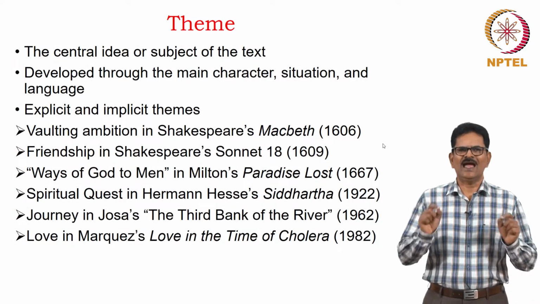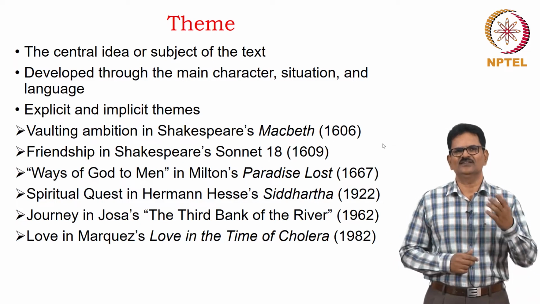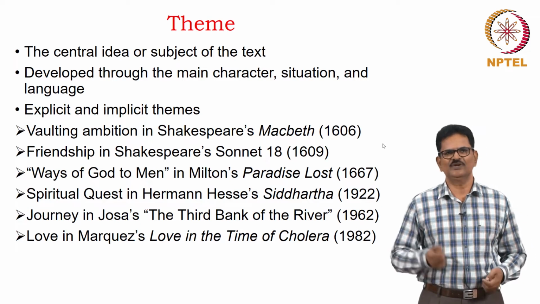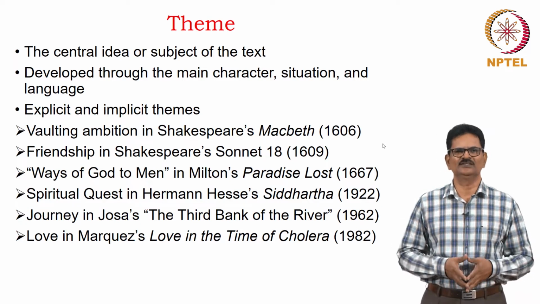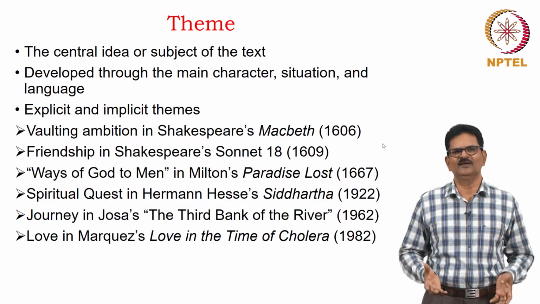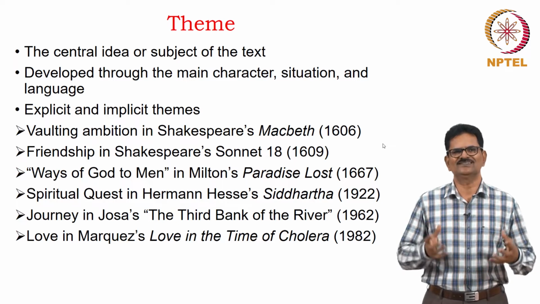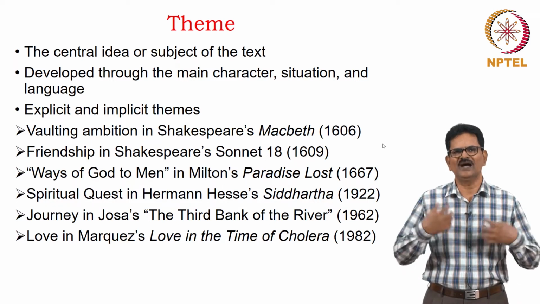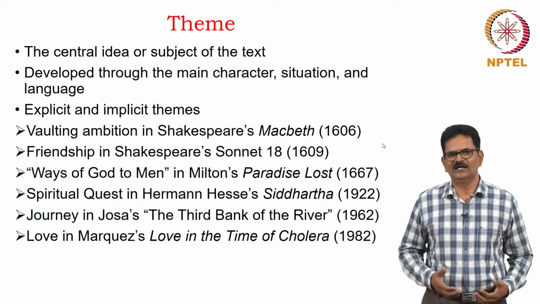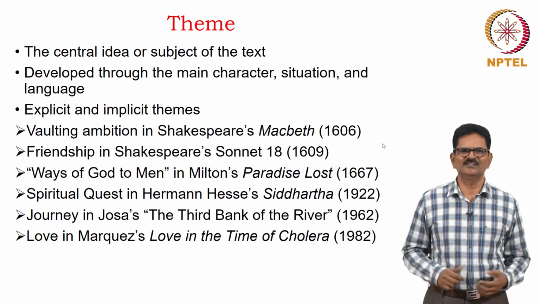Every piece of writing has a central idea or a subject matter of the text, that's called the theme. This theme is developed through the main character or situation and language used by the author. Sometimes the themes may be explicit or implicit, that means we can easily notice them through the title, or sometimes we have to understand the theme of the story by reading the story closely. We have some examples here from Shakespeare's Macbeth and other writers.